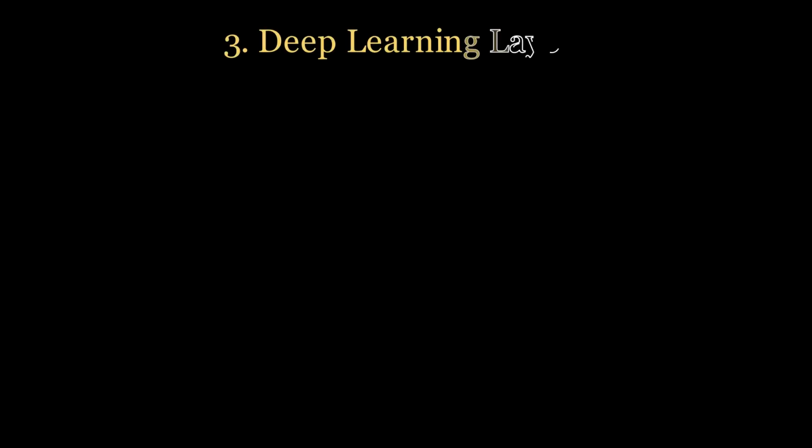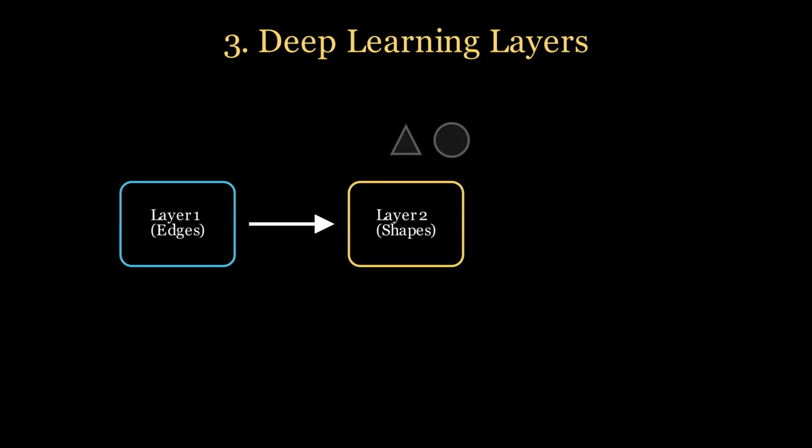Now, this is where the magic of deep learning comes in. All of these basic ingredients, the edges and the textures, are passed deeper into the AI's brain. We call these layers. Think of it like an assembly line in a factory. The first processing layer handles the easiest jobs, it just finds the edges. Then, it passes those edges to the second processing layer.